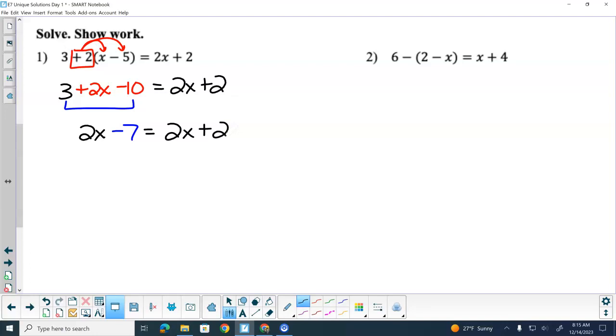Subtract what? Well, what's the variable on the left side? We're moving it to the right. What's the variable on the left side? Just x? 2x. So what would I have to subtract? 2x on both sides, right? Yeah, right? So let's go ahead and subtract 2x on both sides.